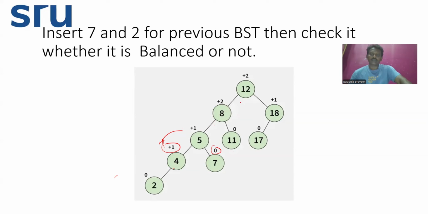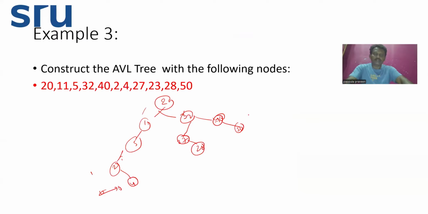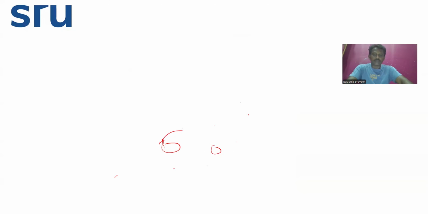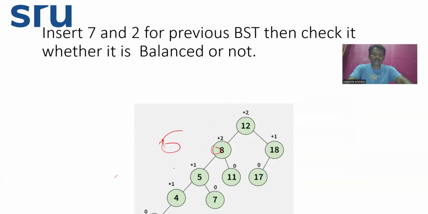And next one is, so next this is for the first example. Okay, now this is also balanced. Now again we have to check whether it is balanced or not with this example. You try to solve this example.